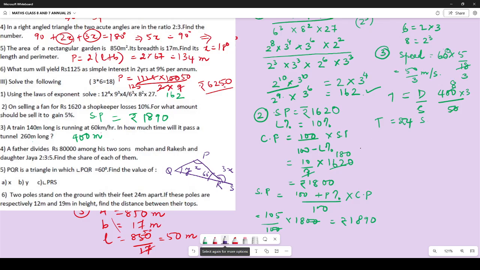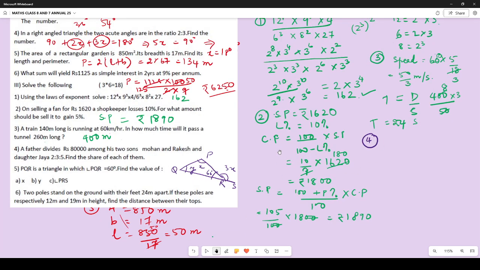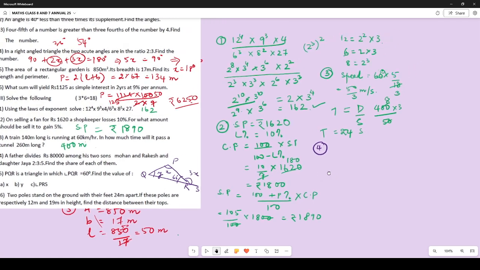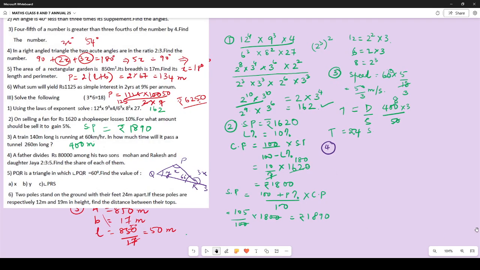What happened? I don't know what is happening to this. Okay, this is also playing games with me. So shall we zoom it in a little bit? Let us do it this way so that we are able to see this.